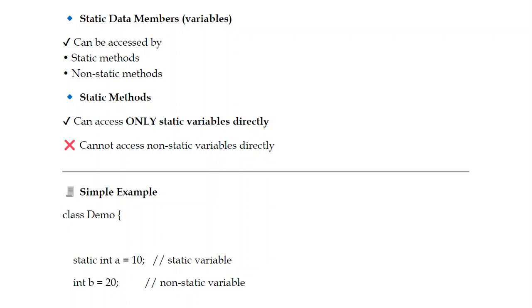Important point. Static data members can be accessed by both static methods and non-static methods. But static methods can access only static variables directly. To be on the safe side, I'm giving the word directly. In the next page, you will understand why we are using the word directly. Static methods can't access non-static variables directly.